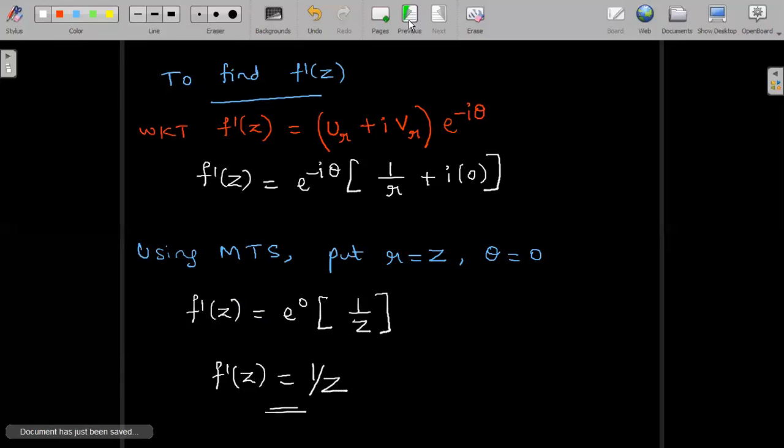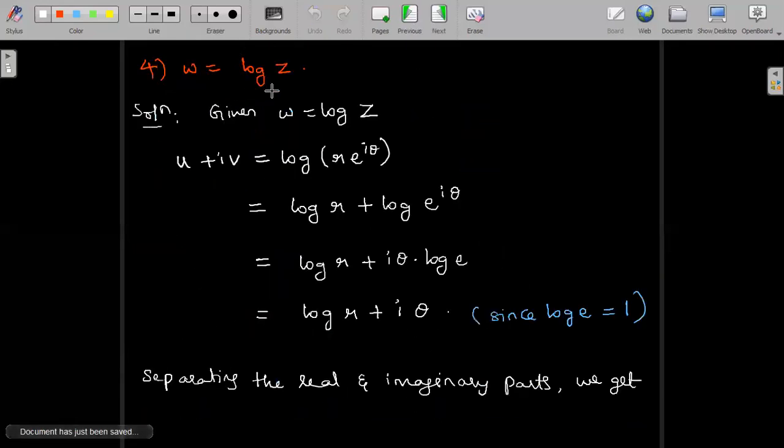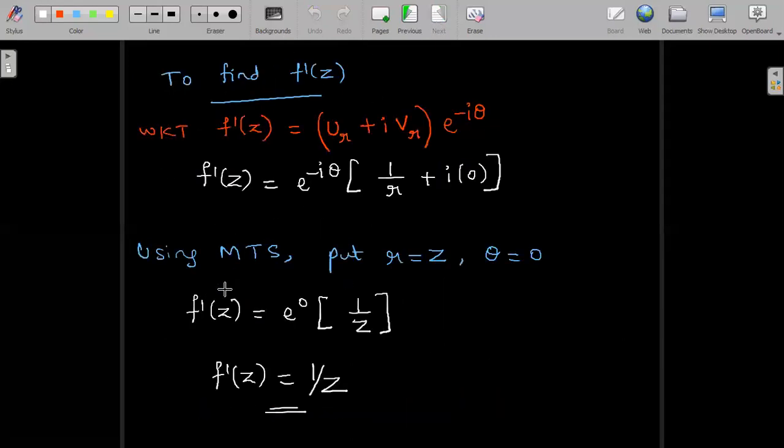Let us verify whether our answer is correct or not. The given function was log z, so the differentiation of log z is nothing but 1 by z. So f dash of z is nothing but 1 by z. This is how a problem in the polar representation can be solved. We'll see the next problem now.